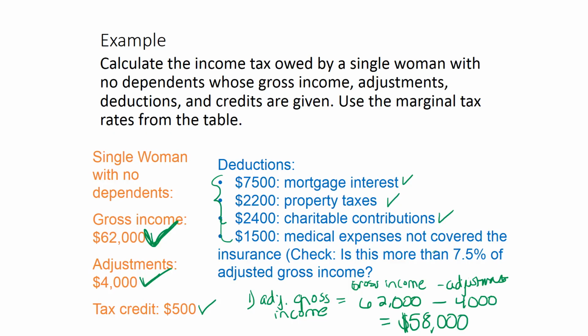So when we want to know whether this is part of the itemized deduction, these medical expenses, we have to calculate 7.5% of the adjusted gross income and decide if it's more. So let's go ahead and do that. Here is the adjusted gross income. So let's go ahead here and figure out what is 7.5% of 58,000.